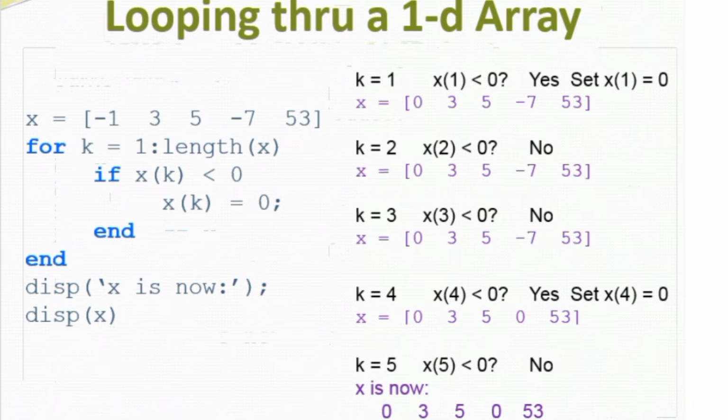I am now done with the loop. I've looped completely through the vector x, and so now I hit those display statements, and I see x is now, and you can see that what's happened in this simple piece of code is all the negative entries in x have been replaced by zeros.